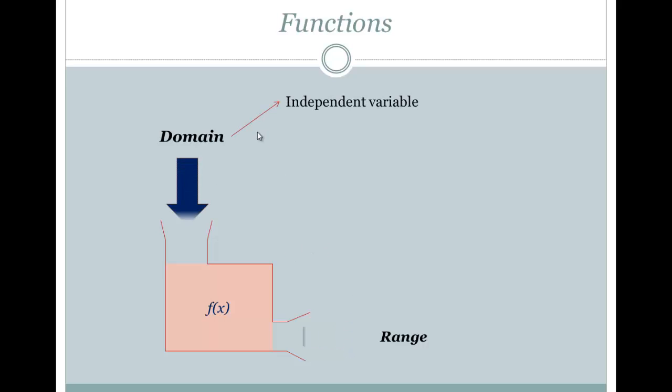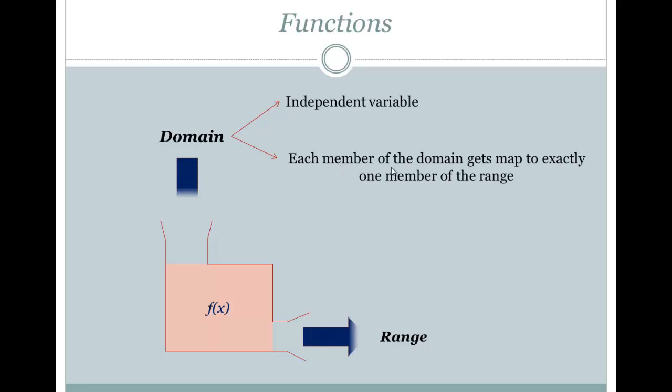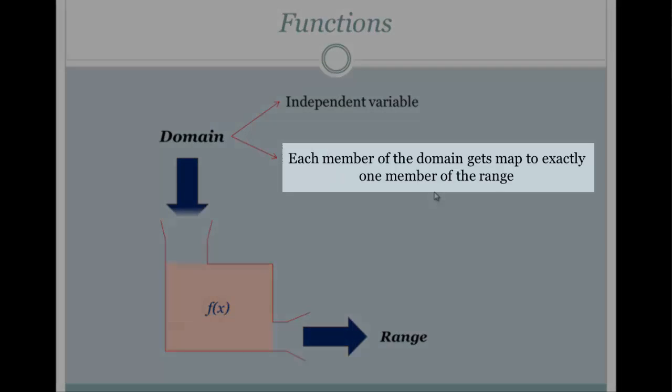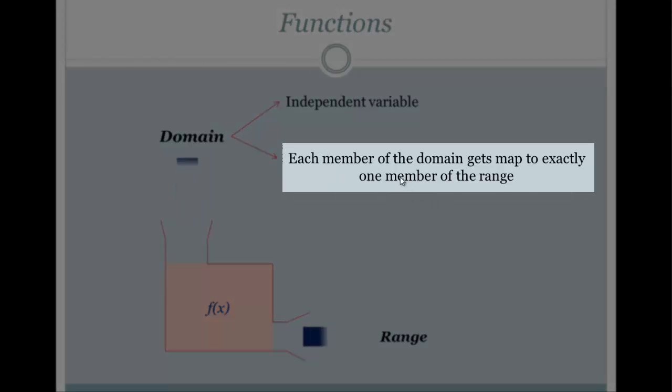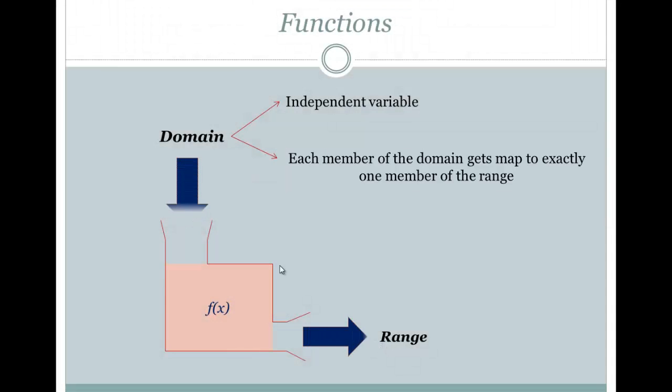Members of the domain are called the independent variable. Okay? And each member of the domain gets mapped to exactly one member of the range. So if I put in a number here, I only get one thing out in the range. That's important to understand. That's one of the key characteristics of a function. If I got more than one out, then it wouldn't be a function. The range is the dependent variable. It depends upon what I put in here.